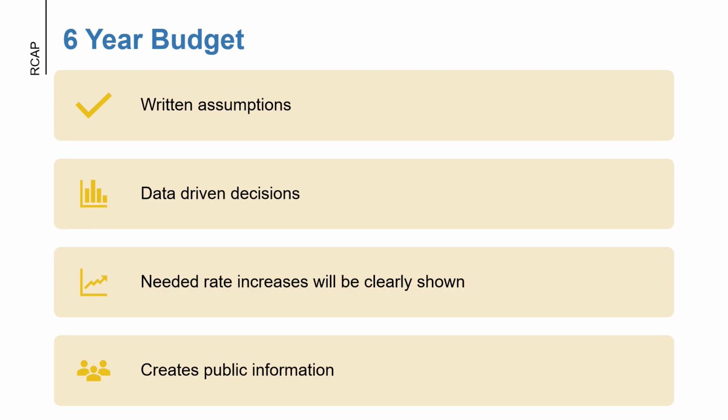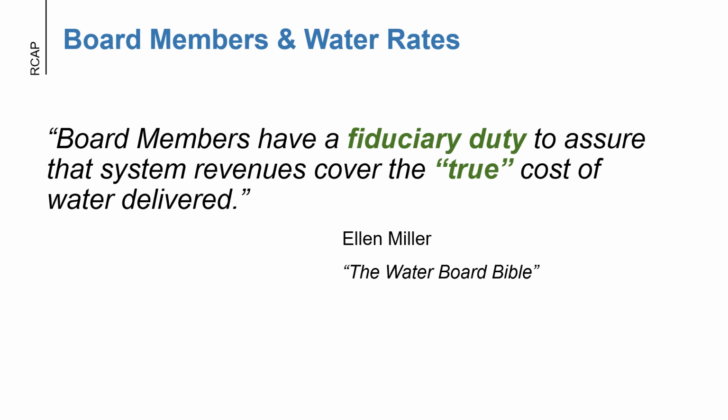Another important point I want to leave you with when we're talking about the long-term funding plan is this quote from the Water Board Bible, that board members have a fiduciary duty to assure that systems revenues cover the true cost of water delivered. It doesn't say board members have a fiduciary duty to keep the rates as low as possible. Keeping rates as low as possible is a recipe for failure, as it starts a slippery slope to decay and disappointment. Leave the world a better place. Don't have short-sighted goals to appease people today, but rather have long-term goals that ensure sustainability.